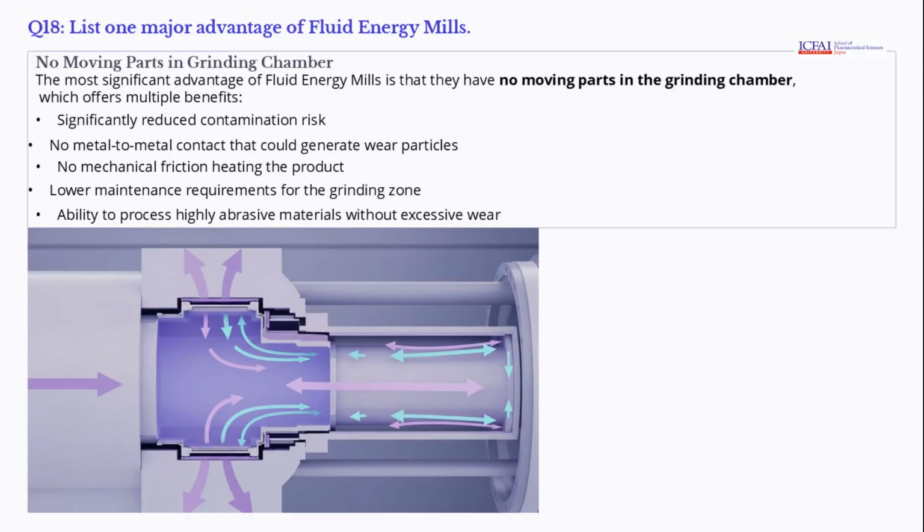A significant advantage of fluid energy mills is the absence of moving parts in the grinding chamber. This design reduces contamination risks, eliminates metal-to-metal contact, and allows for the processing of abrasive materials without excessive wear.